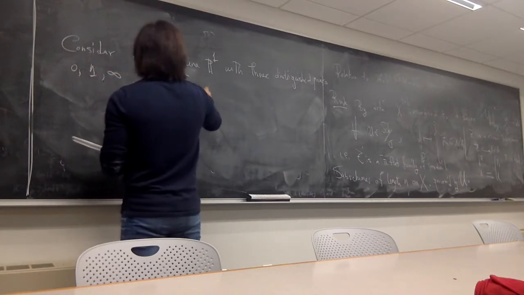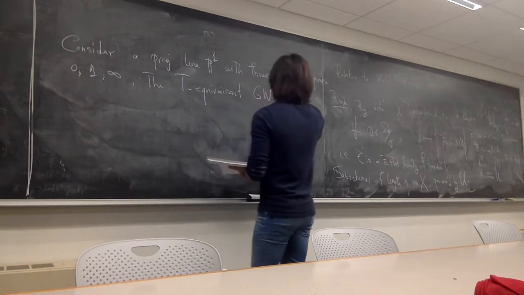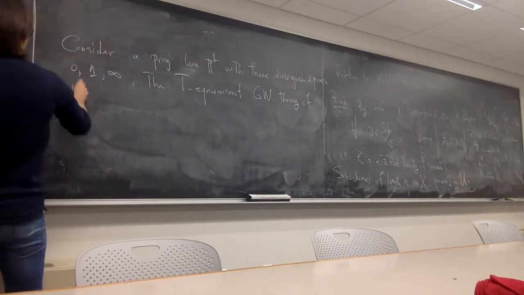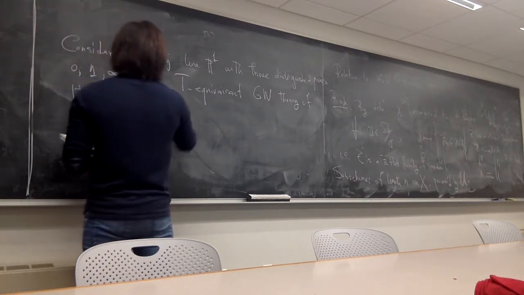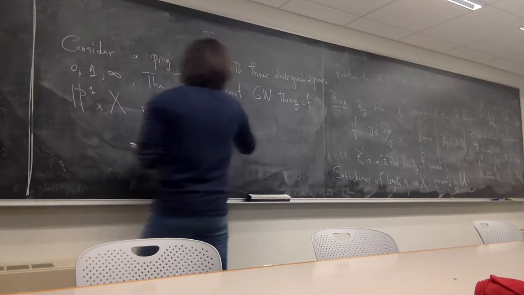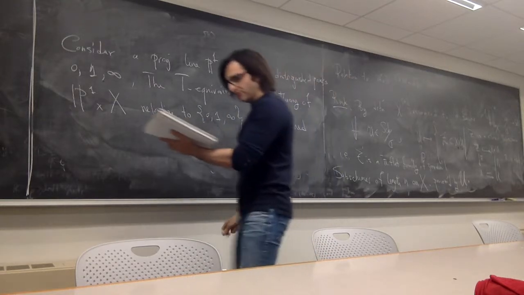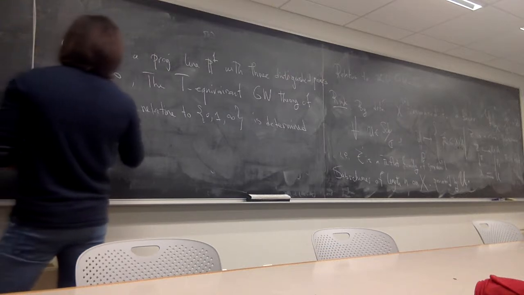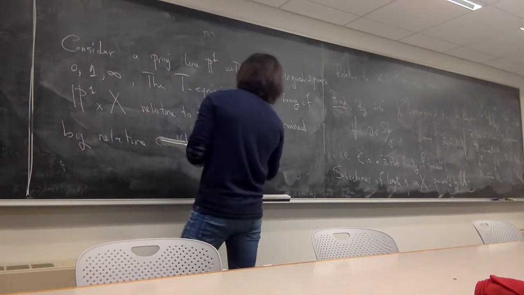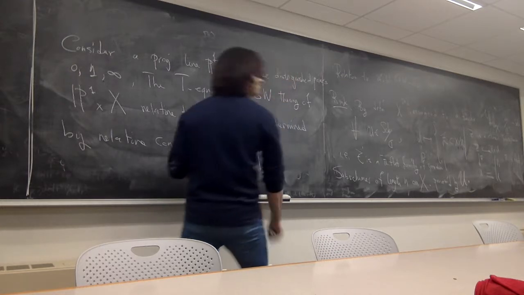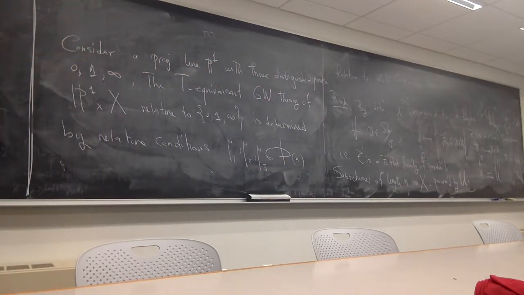So the T-equivariant Gromov-Witten theory of P1 times X relative to the points 0, 1, infinity is determined by relative conditions mu1, mu2, mu3, which are elements in the set of partitions of n. Sorry, what does this terminology, relative to three points, mean exactly?